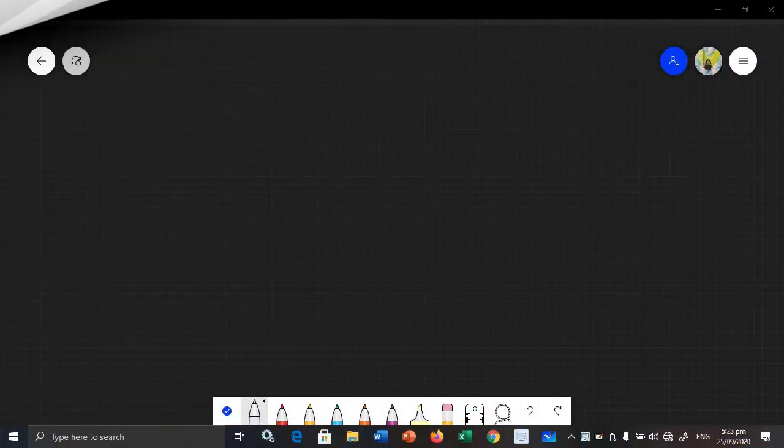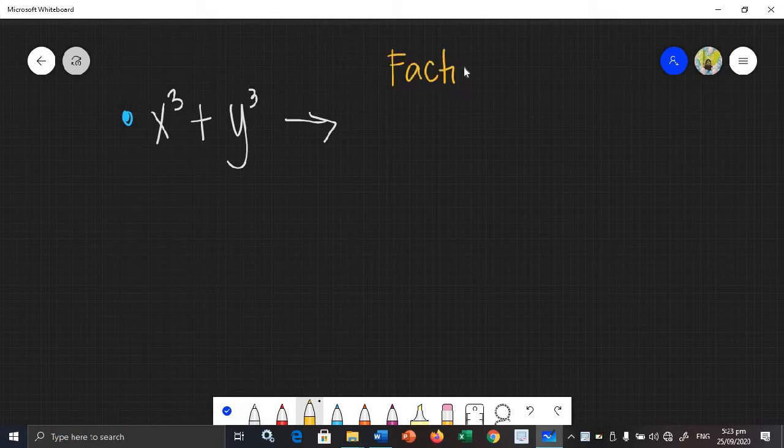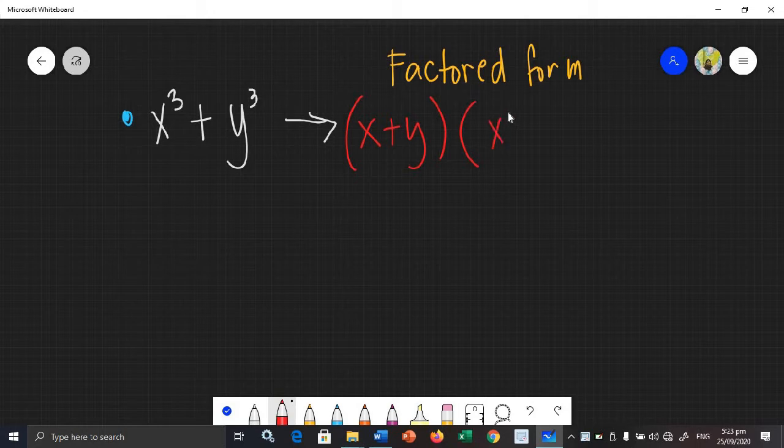Now let's move on to how to factor the sum or difference of two cubes. So we need to refer to this format. So let's say the given is a sum of two cubes. So the factored form will be like this: quantity x plus y times quantity x squared minus xy plus y squared.